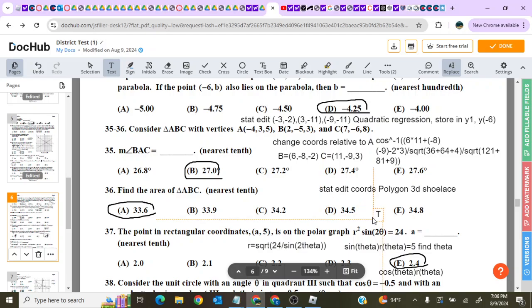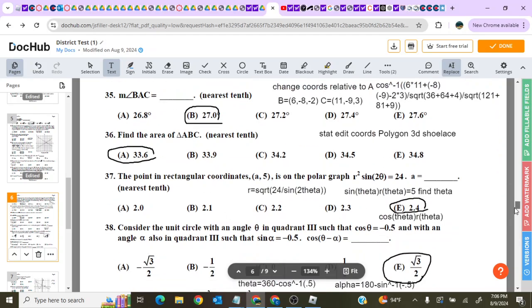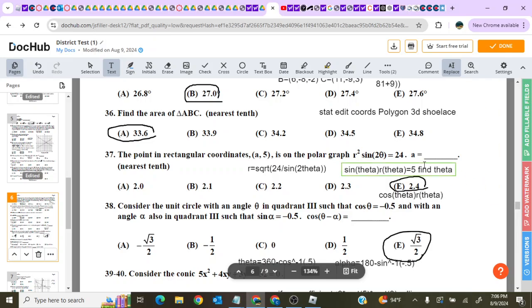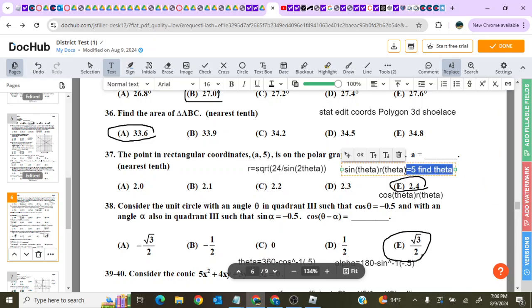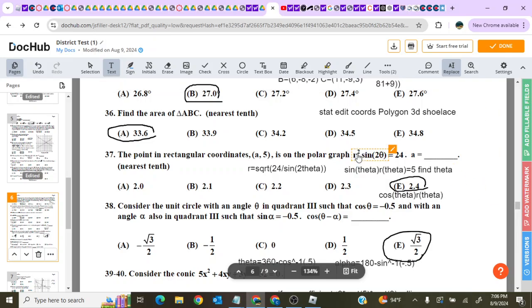The point in rectangular coordinates A, 5 is on the polar graph. What is A? Now this is another one where there are multiple ways to do it, but I'll show you the method I do, which is basically to ignore what they want you to do and do my thing.